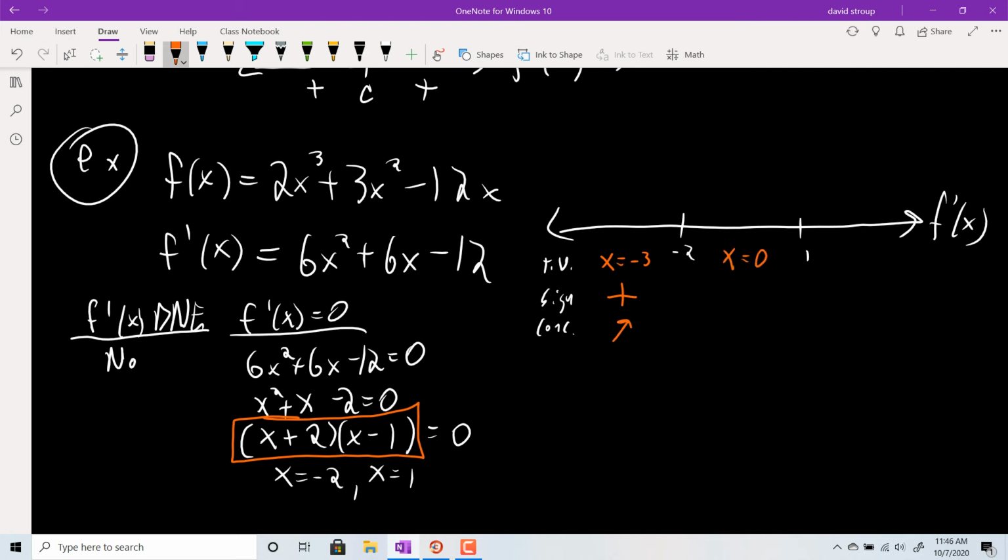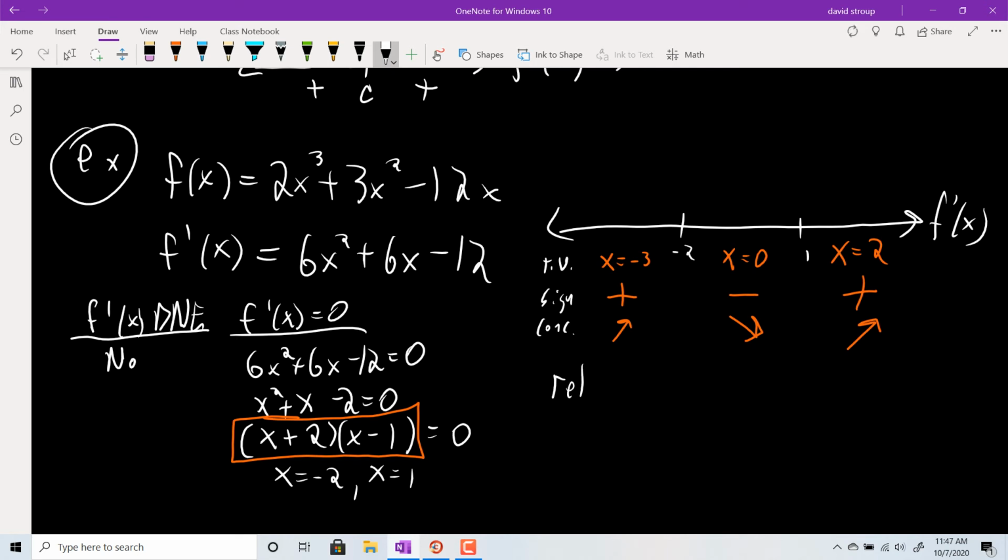Try 0. 0 plus 2 is positive. 0 minus 1 is negative. Positive times a negative is negative, so it's going down. Try x is 2. 2 plus 2 is 4, it's positive. 2 minus 1 is positive. Positive times a positive is positive, so it's going back up. Okay. And then from the first derivative test, we know then that -2 is the location of a max, and 1 is the location of a min.